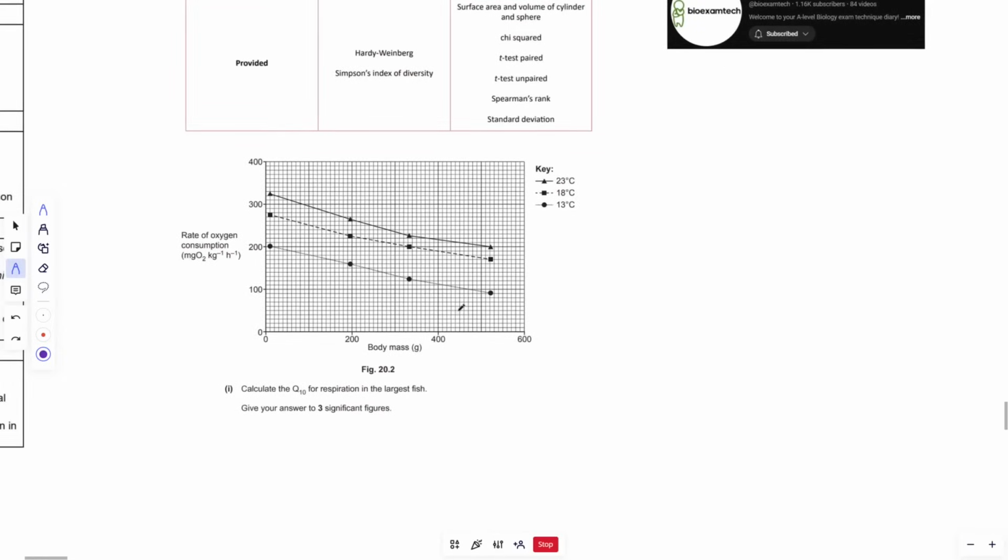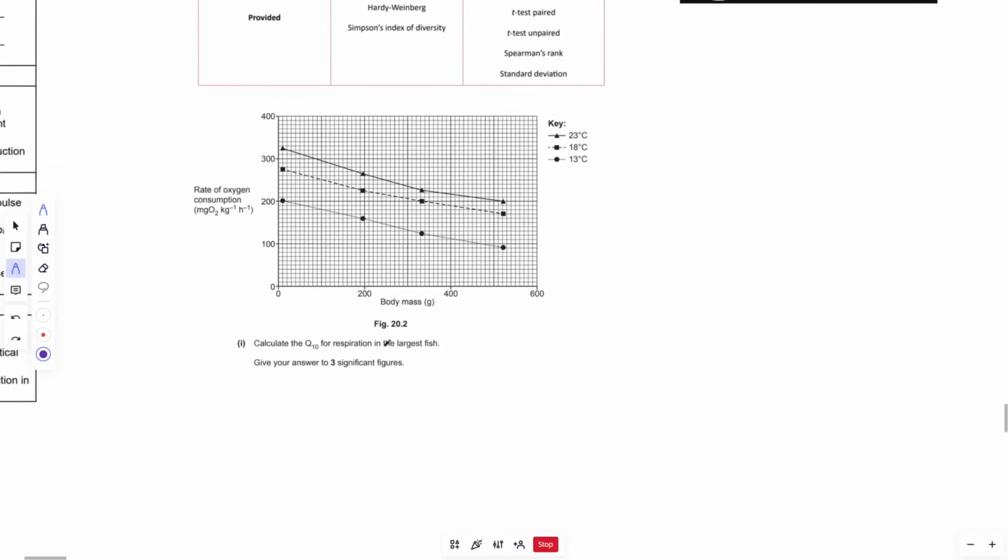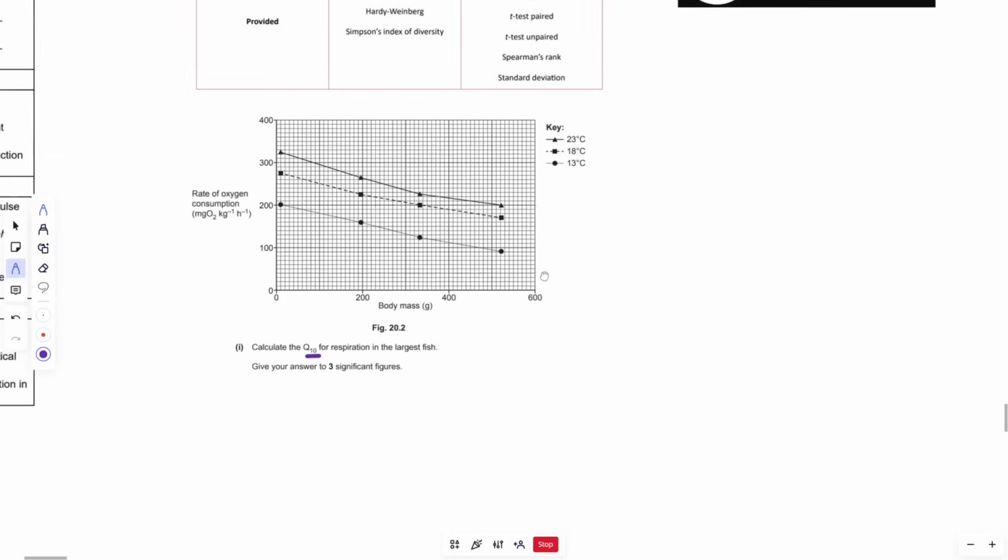Outside of maths, you need to be very comfortable with graphs. So there's a variety of graph questions that you can be asked. This one is just a screen grab, I think, from 2022. I can't remember, to be honest. But it requires you to calculate Q10. This is a respiration-based question.